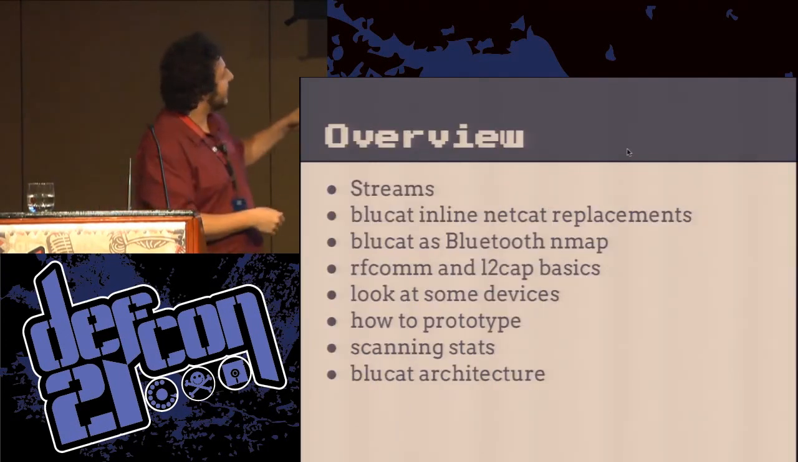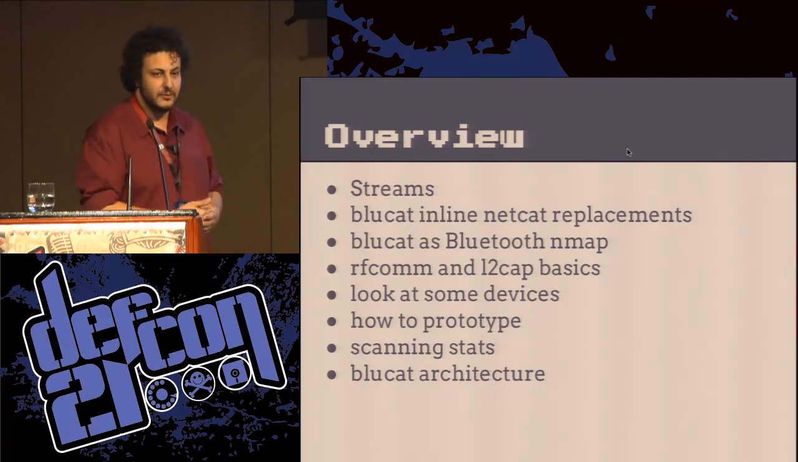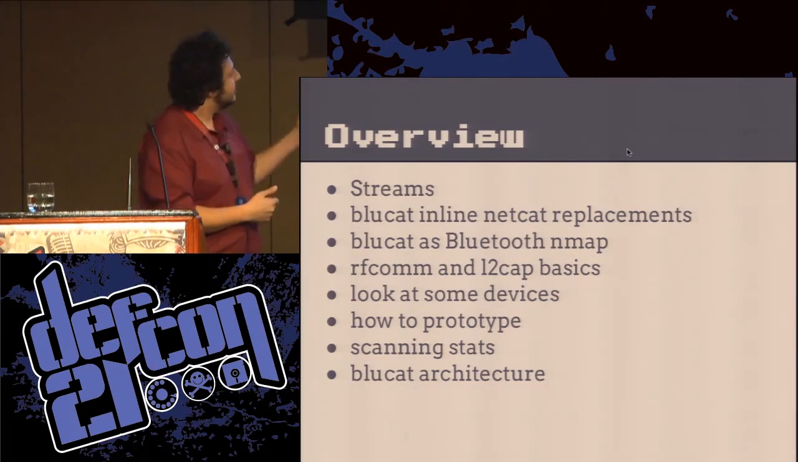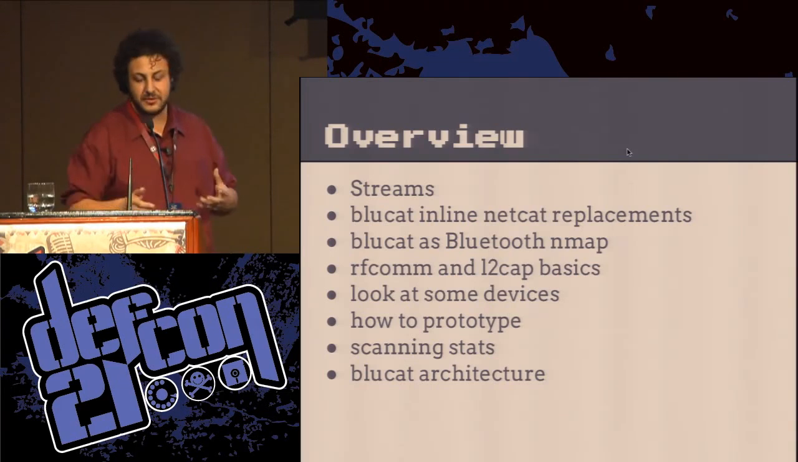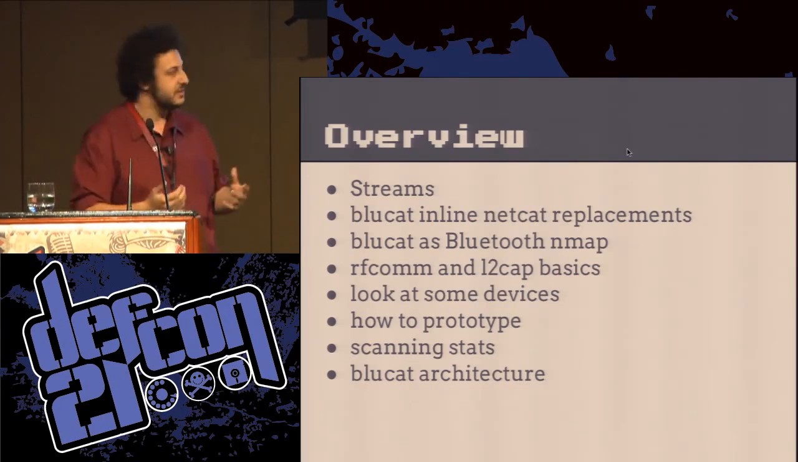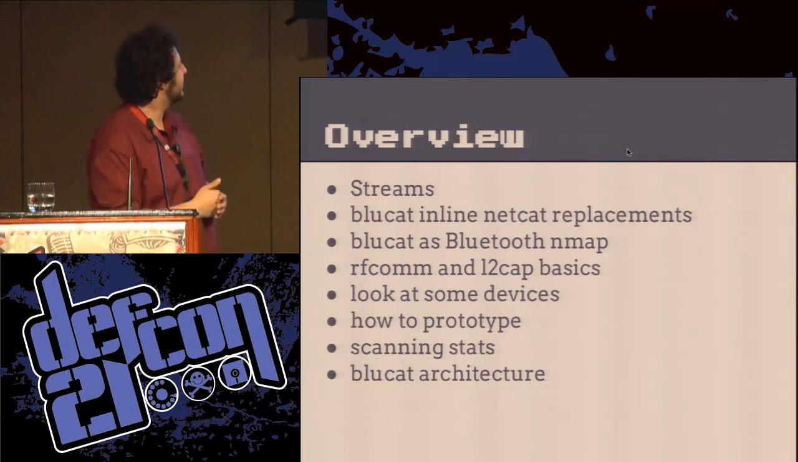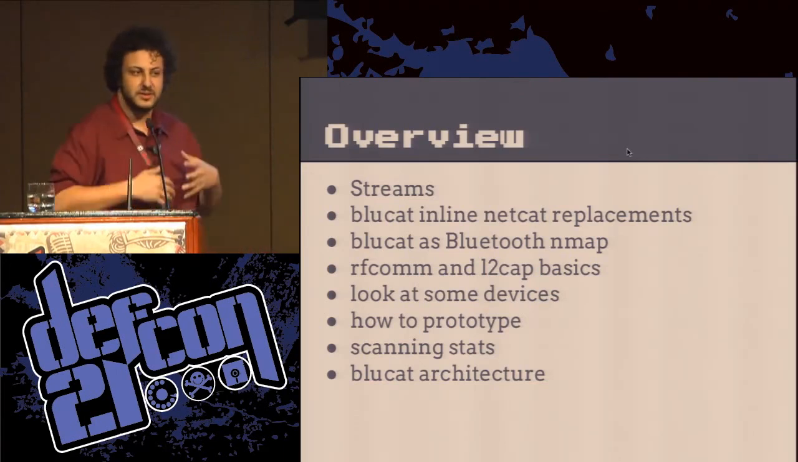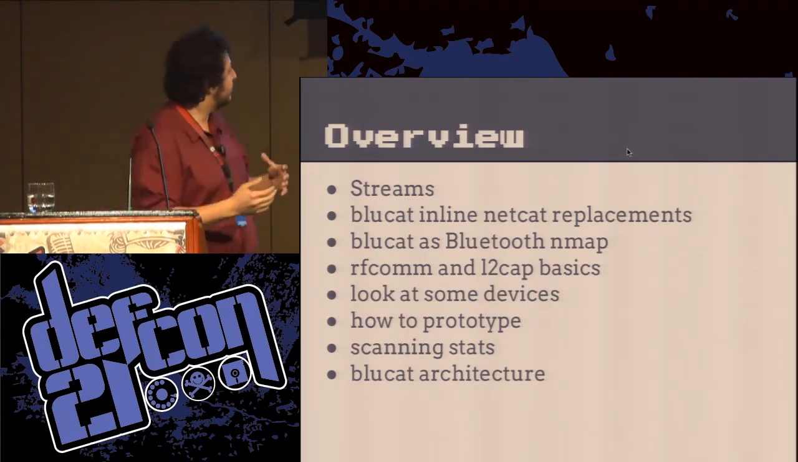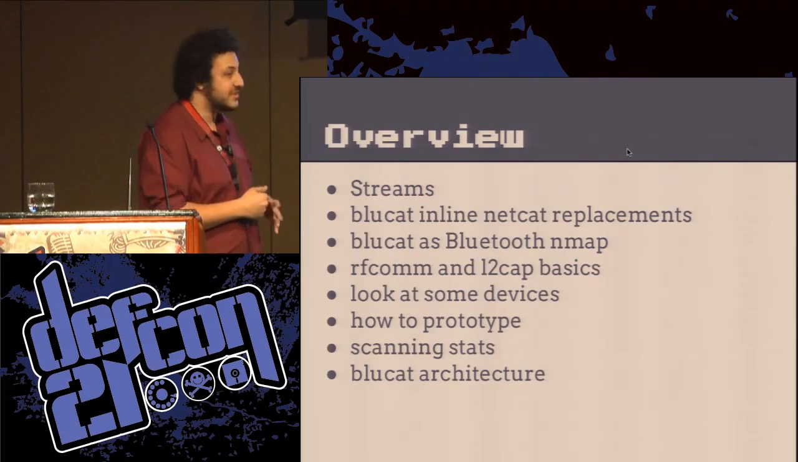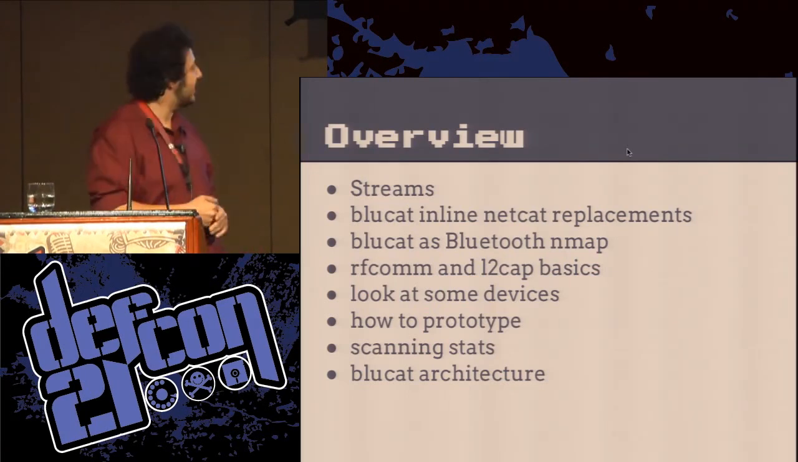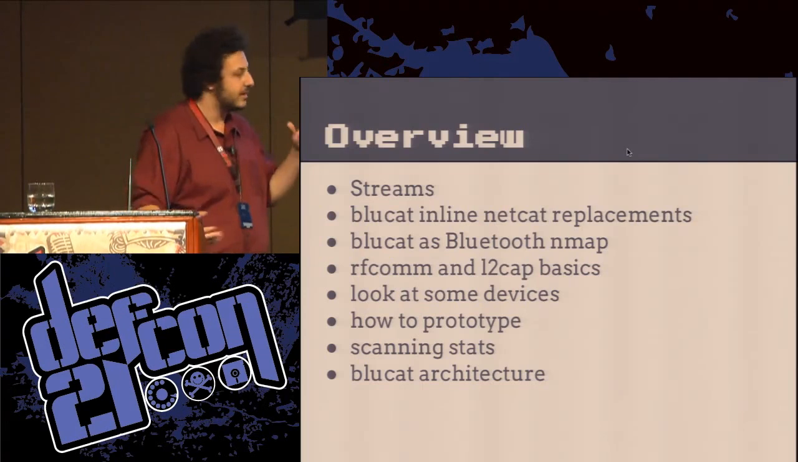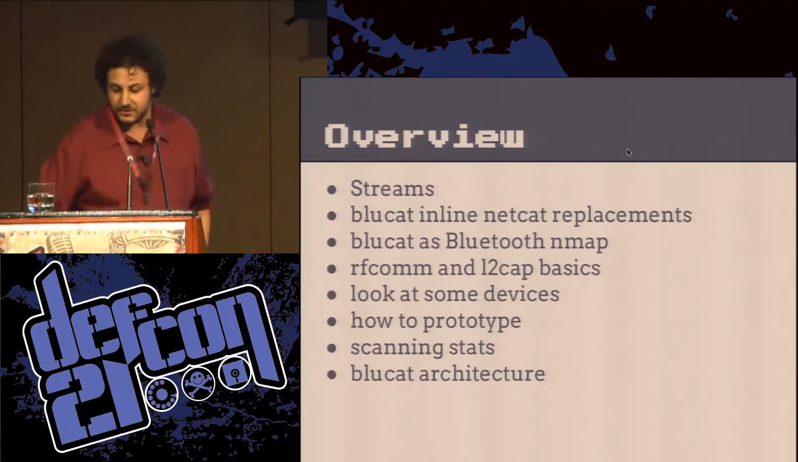Then we also have Blucat as a Bluetooth nmap, where we do scanning and service discovery functions. Basically, we're only going to talk about RFCOMM and L2CAP. Those are the only things really understood by Blucat because they make sense: you have port numbers and you can talk to them directly. Then we're going to look at some devices with Blucat and see how you'd examine other devices, how to prototype some stuff really quickly, some stats I've generated while scanning, and then, if we have time, the architecture of how Blucat works on tons of architectures.